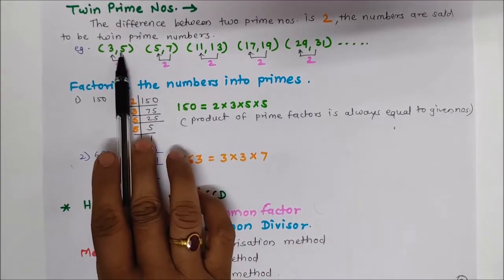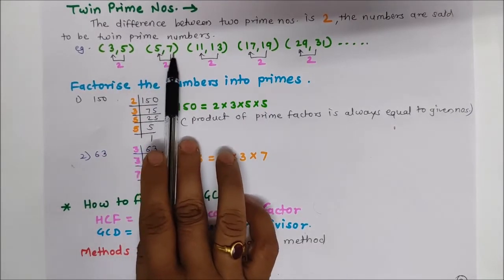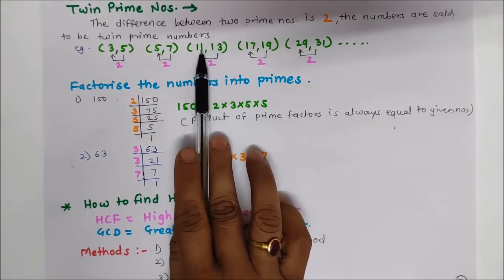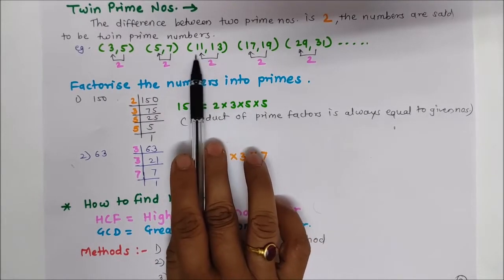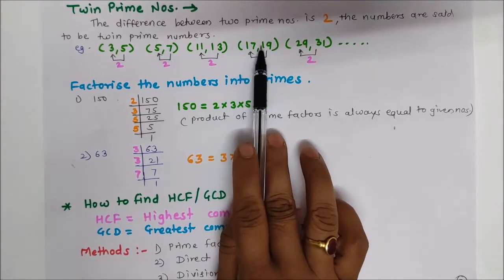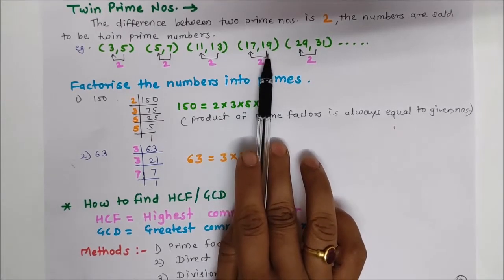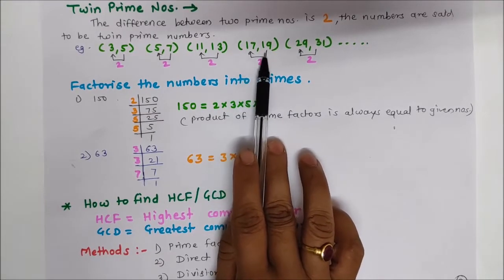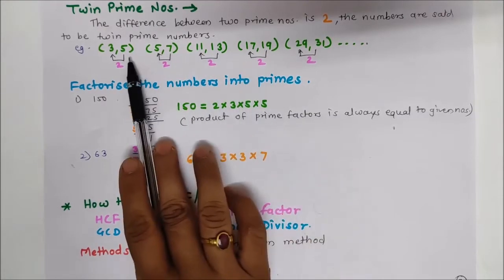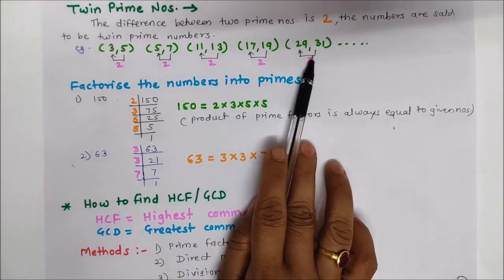See that the difference between 5 and 3 is 2. The difference between 7 and 5 is also 2. 11 and 13 are both prime numbers, and the difference between them is 2. 17 and 19 are also prime numbers, and the difference between them is 2. That's why these pairs are called twin prime number pairs.